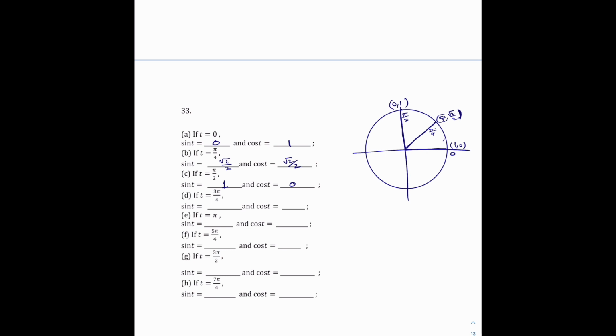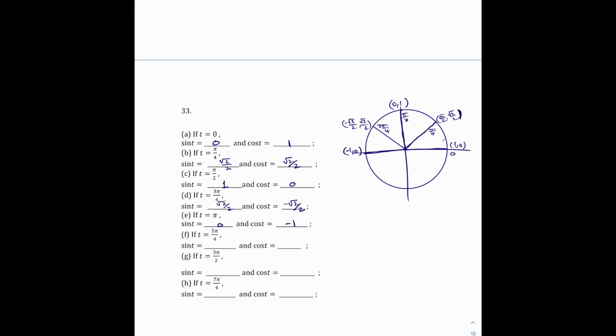If t is equal to 3 pi over 4, so this is 3 pi over 4, in the second quadrant. And this point right here, the x is negative square root of 2 over 2, and the y is positive square root of 2 over 2. So sine is positive square root of 2 over 2, and cosine is negative square root of 2 over 2. If t is equal to pi, here is pi, and this point is negative 1 and 0, so sine is equal to 0 and cosine is equal to negative 1.